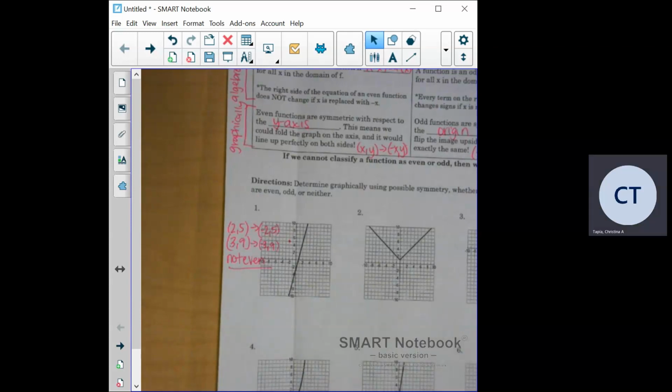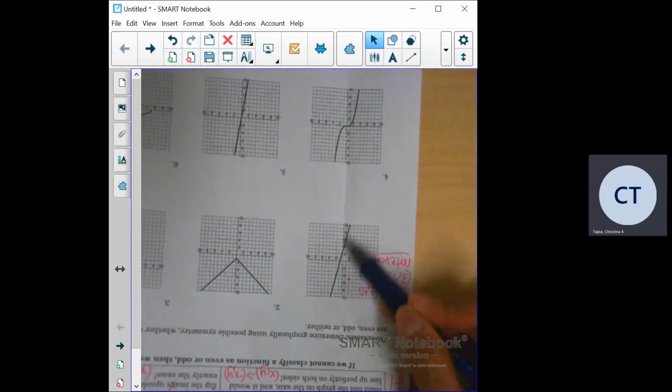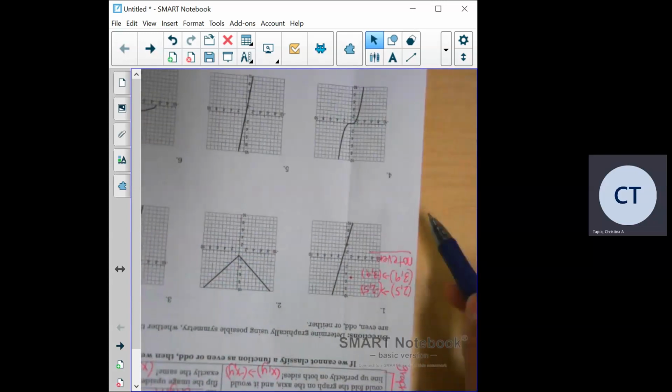Let's check to see if it's odd. So odd means, if you read the graphical part, if you flip the image upside down, then it'll appear the exact same. Okay, so let's check to see if it's odd. For me, it's a little difficult to see if I was to flip this upside down. I mean, it looks like the exact same graph. It's still slanted to the right-hand side.